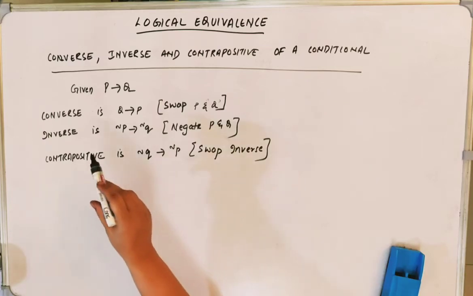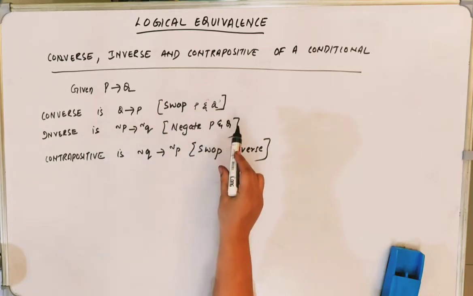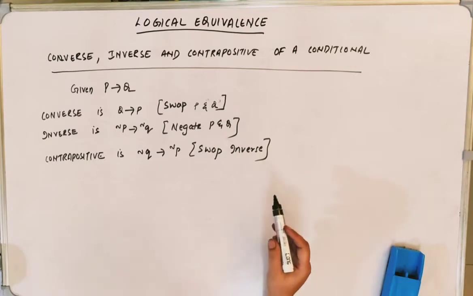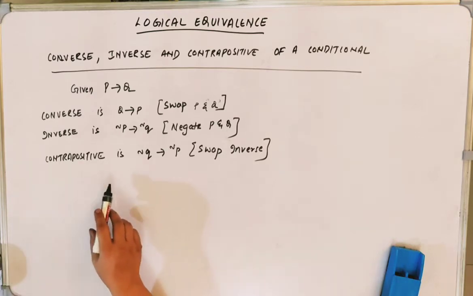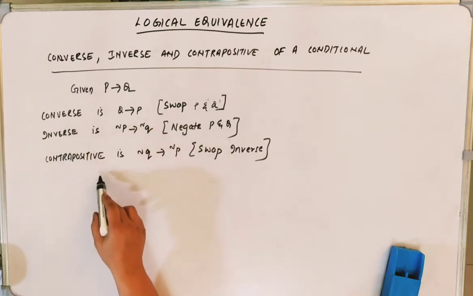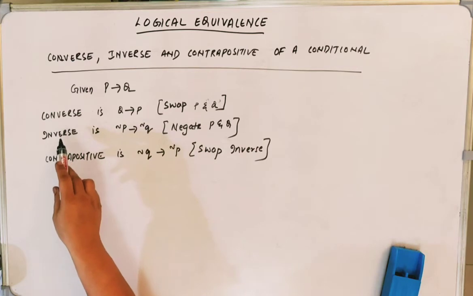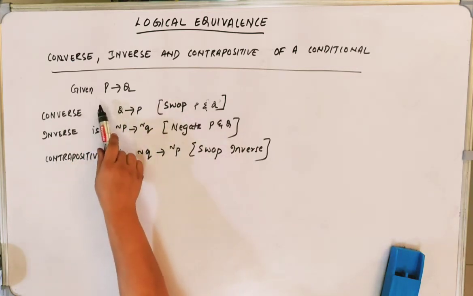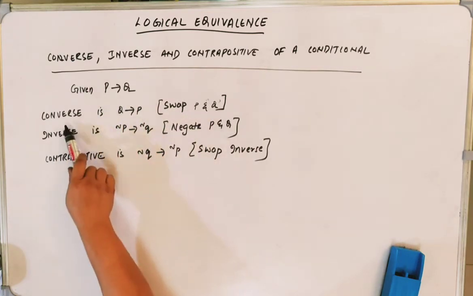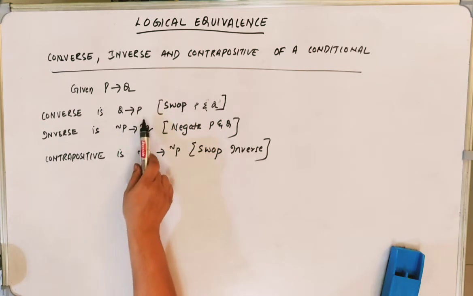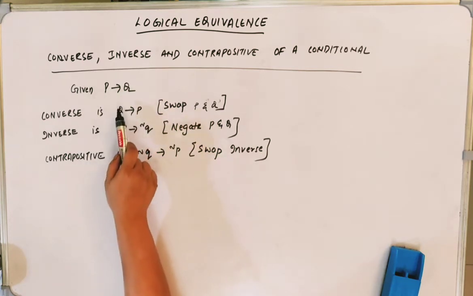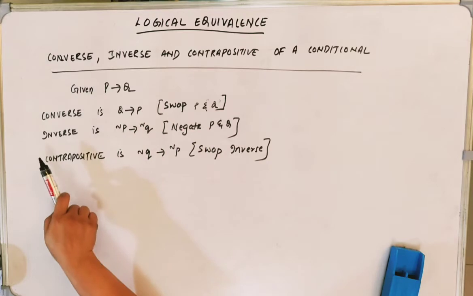Let's talk about converse, inverse, and contrapositive of a conditional. Whenever we have conditional statements, that is, statements with if and then, there are three terminologies: converse, inverse, and contrapositive. What is converse? Say we have P conditional Q. The converse would be the reverse, that is, Q conditional P.